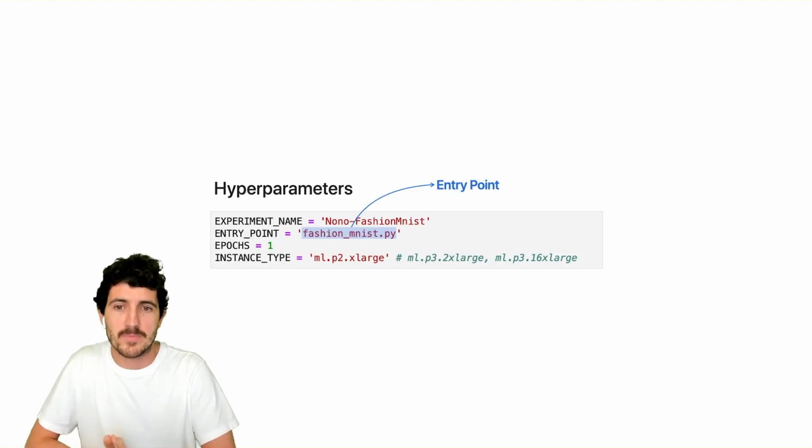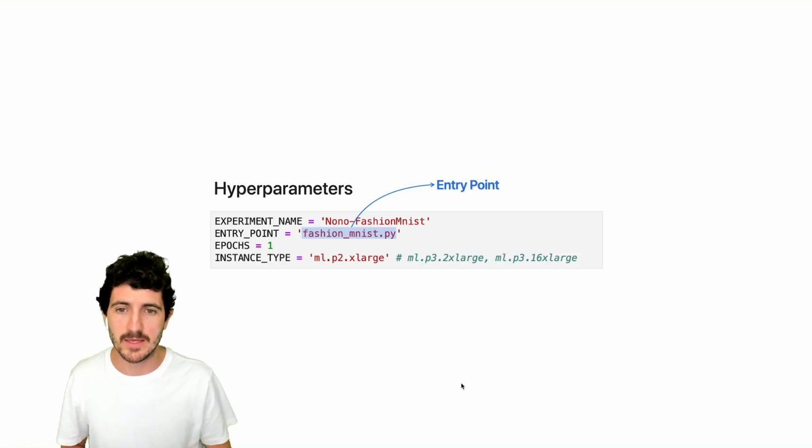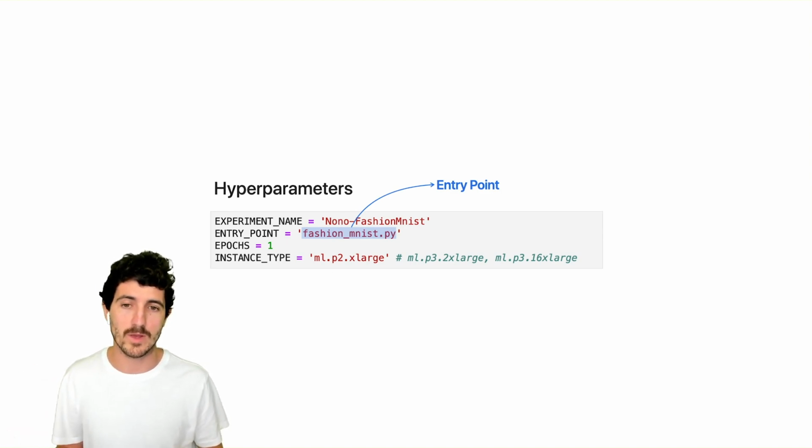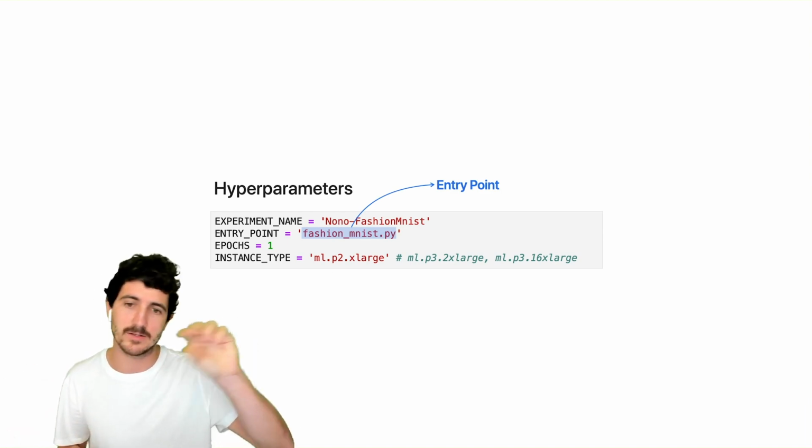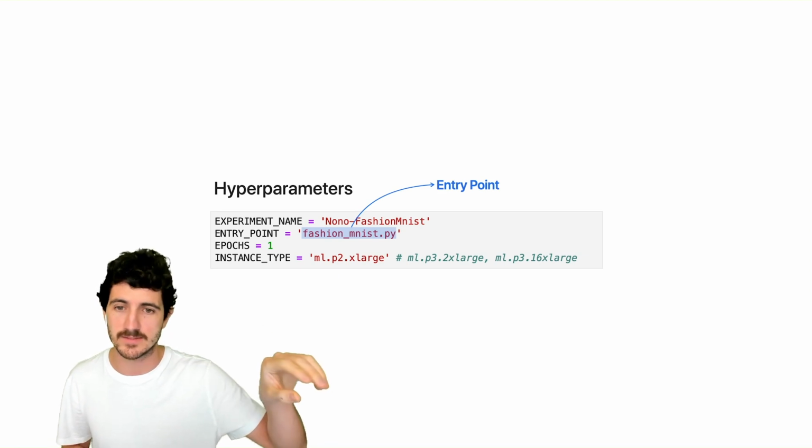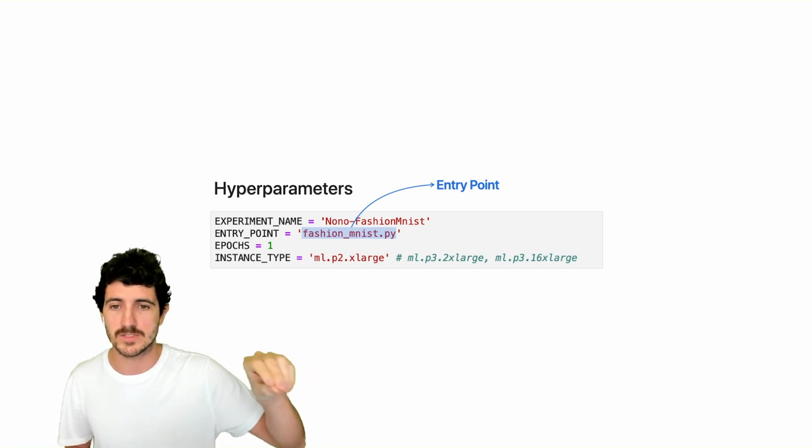It's also used to later instantiate what's called a TensorFlow Estimator. The hyperparameters of this notebook are the experiment name, so in this case I would ask you to change Nono for your name, so that when the training is listed on the trainings list and also saved to S3, you can identify which ones are yours.